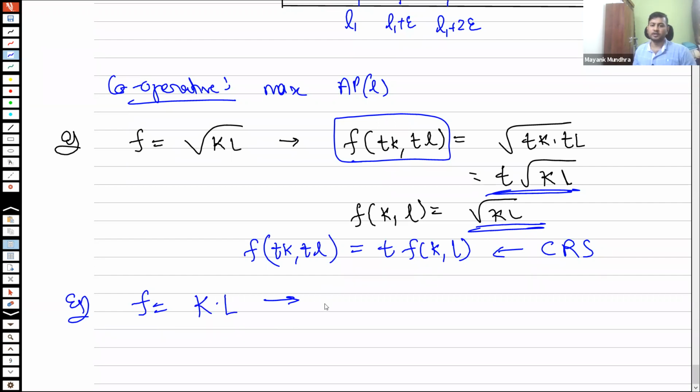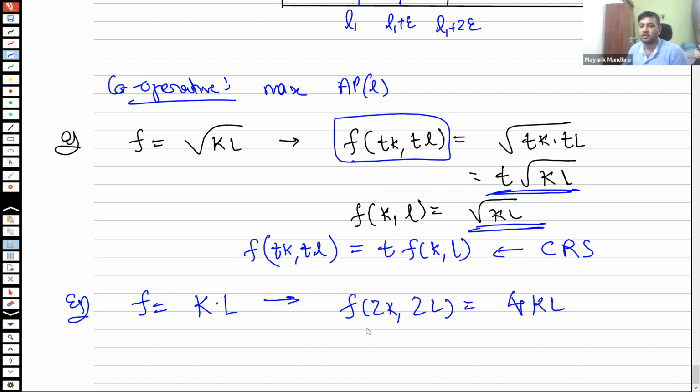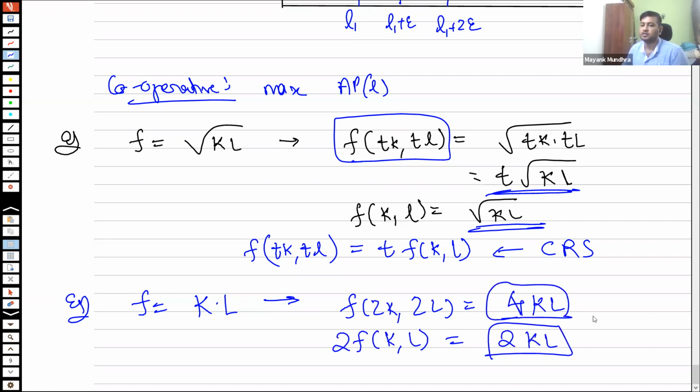Is it going to be increasing or decreasing or constant? Just multiply everything by 2, that would be easier. Increasing, right? So if you multiply everything by 2, f of 2k comma 2l is going to be 4 times kl. Whereas 2 times f of k comma l is just going to be 2kl. So this thing is larger than this thing, so this is going to be increasing returns to scale.